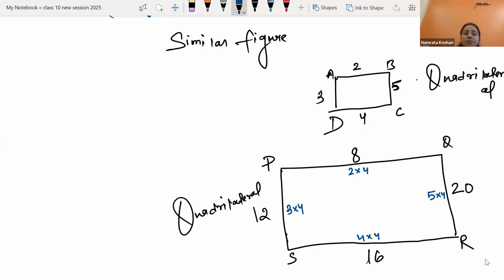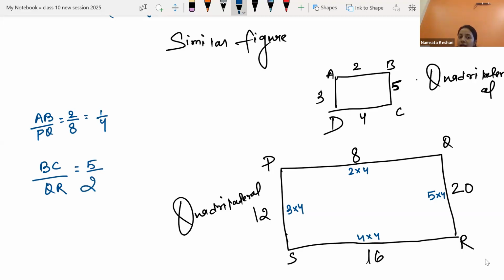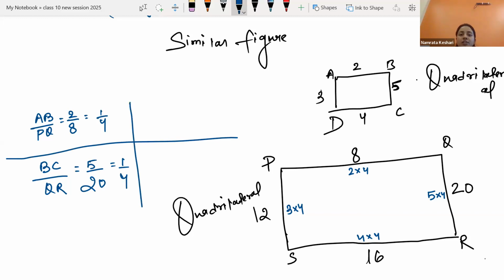What does that mean? That means if you check AB is to PQ, you will get 2 by 8. This is nothing but 1 by 4, and the same ratio I have maintained for the other sides as well. See carefully. If you notice BC is to QR, it is actually 5 and actually 20, and that is again 1 by 4. So in a certain proportion, in a certain ratio, we are expanding or compressing the shape. This type of shape is called a similar figure. If you are expanding or compressing randomly, we cannot say the figures are similar.